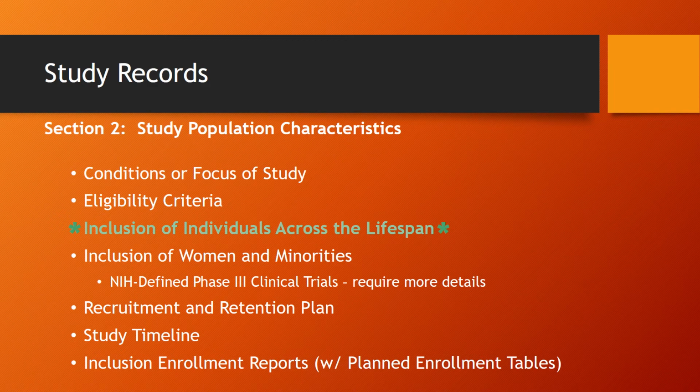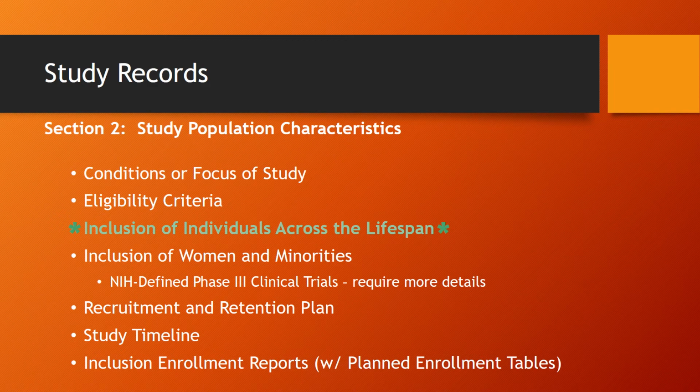Another form that is new for the forms version F is this one called Inclusion of Individuals Across the Lifespan. And this replaces what used to be called inclusion of children, where you would indicate whether or not you're including children in your proposal, and if you're not including children, why not? Now you're addressing those same questions relative to children, but you're also addressing similar questions related to older adults. So if you are, for example, only testing young individuals, you need to provide a scientific rationale for why you're not including children and why you're not including older adults.